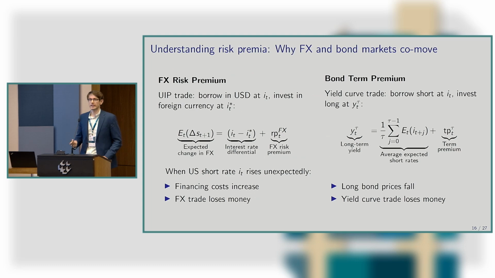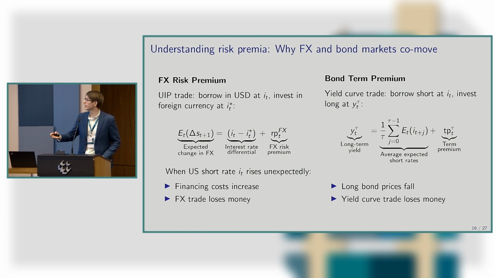So the question is, what's the mechanism in place? We need to understand the risk premium dynamics in these two markets to do that. So why do these markets co-move, and why do we have this different response in both market segments? One way to think about it is to think of trading strategies global intermediaries or arbitrageurs are usually pursuing. So in the FX space, that would be the UIP trade.